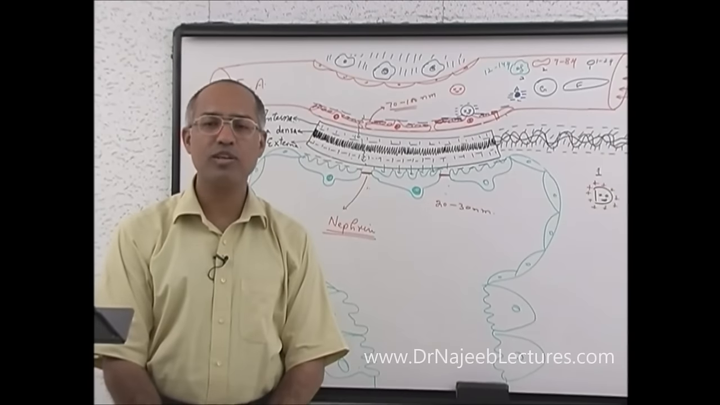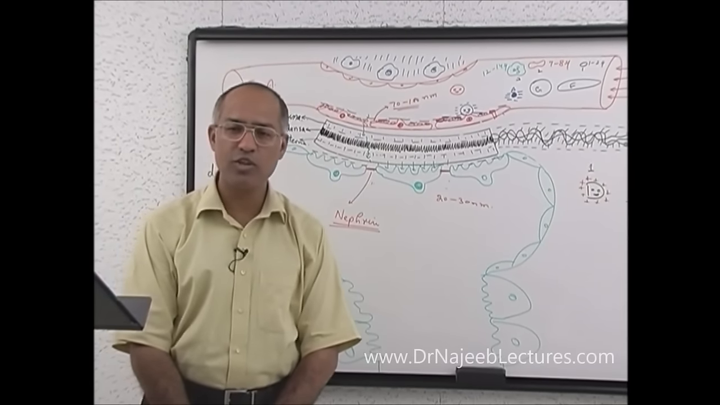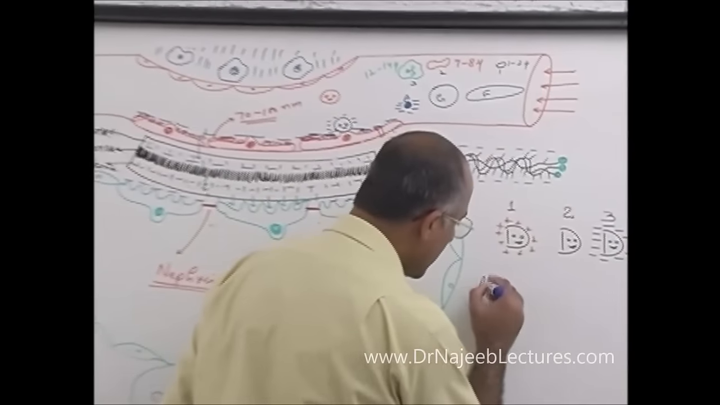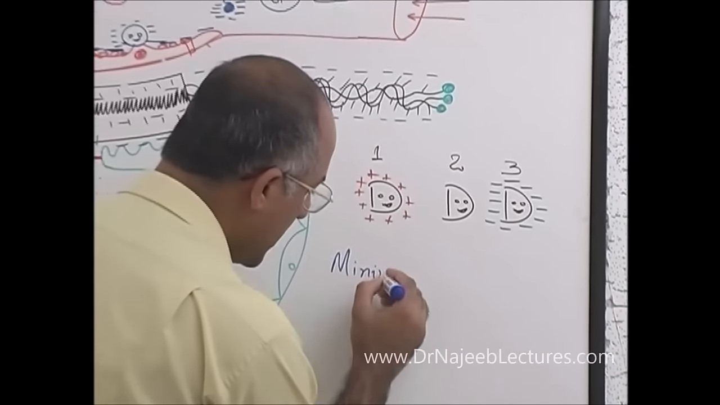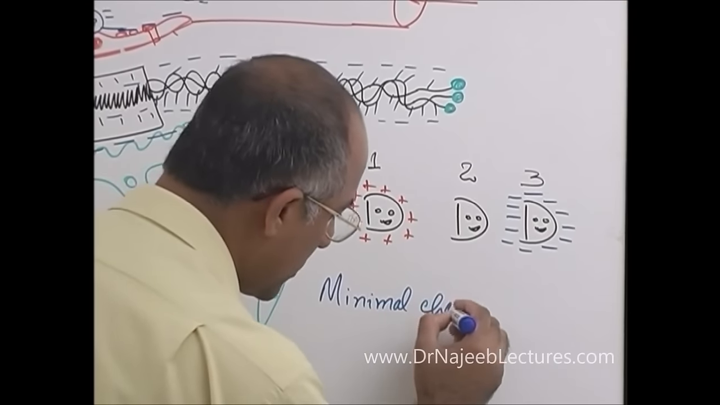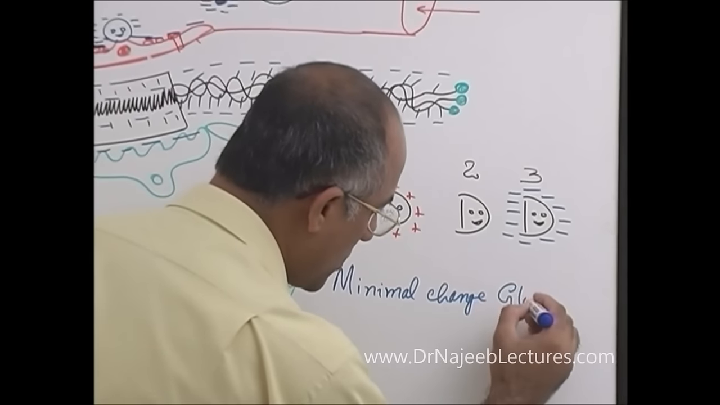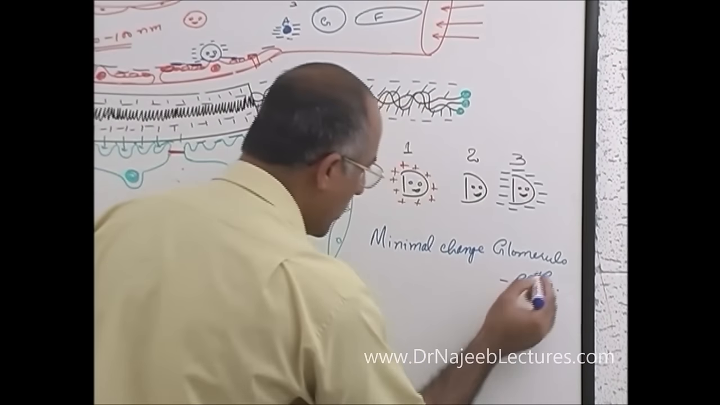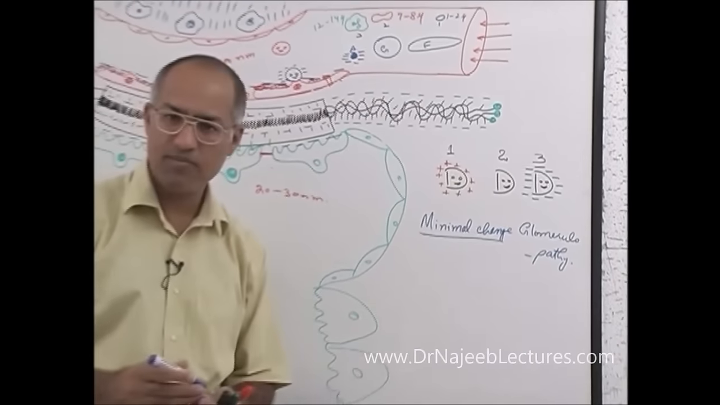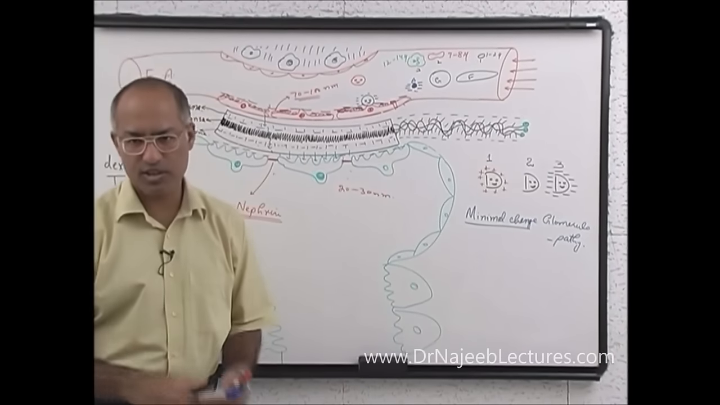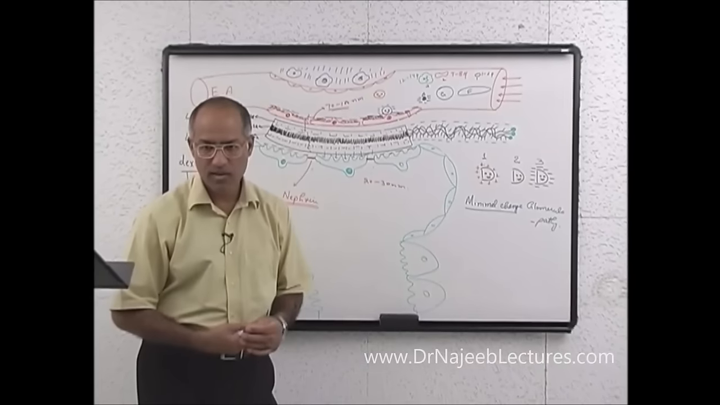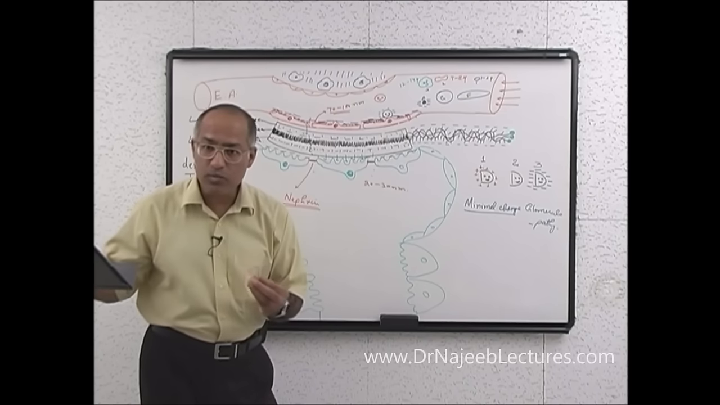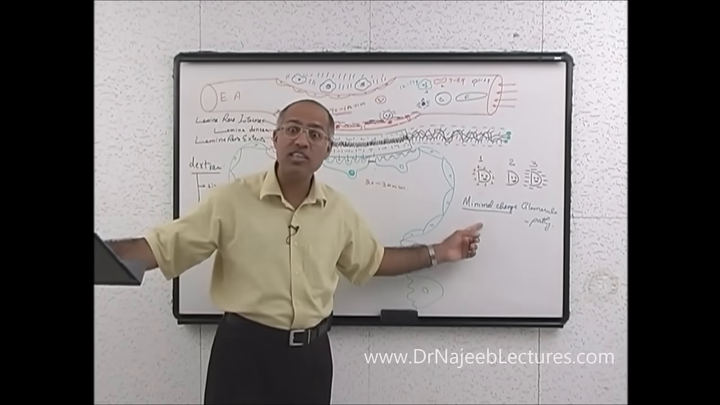Why? Because there is a disease called minimal change glomerulopathy. Have you heard of it? We'll study it again in detail in pathology. Minimal change glomerulopathy. Why do we call it minimal change? In this disease, there's very little alteration in the glomeruli. Rather, under light microscope, you don't see any change in the glomeruli.